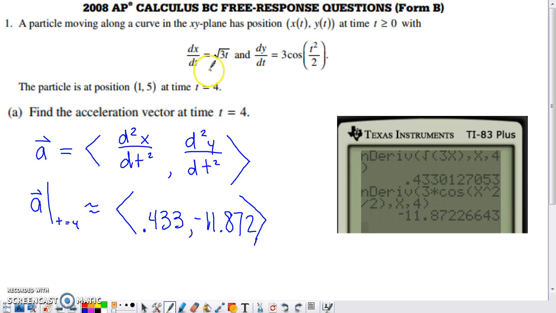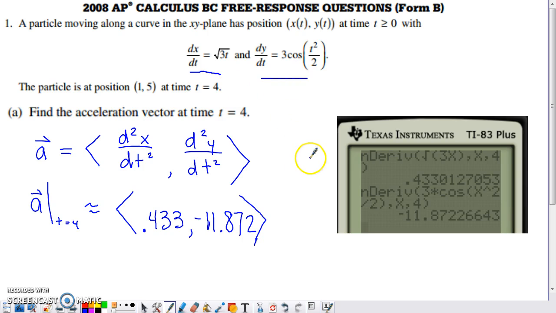They give us the rate of change of the x component of position, dx/dt, and also the rate of change of the y component of position, dy/dt. So really what they provide us with is the velocity in the x direction and the velocity in the y direction to answer all the questions that they've set up for us. The only extra little tidbit of information that they give us is that the particle has this as its position at t equals 4, so an x coordinate of 1 and a y coordinate of 5 at t equals 4.